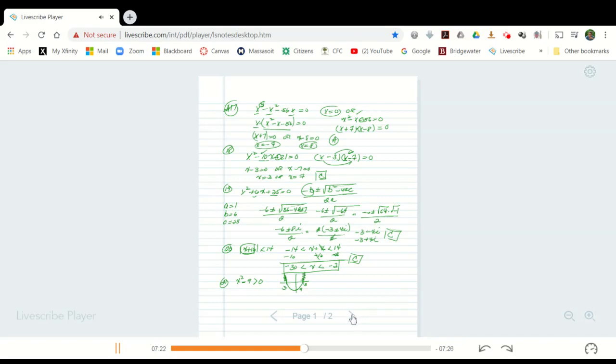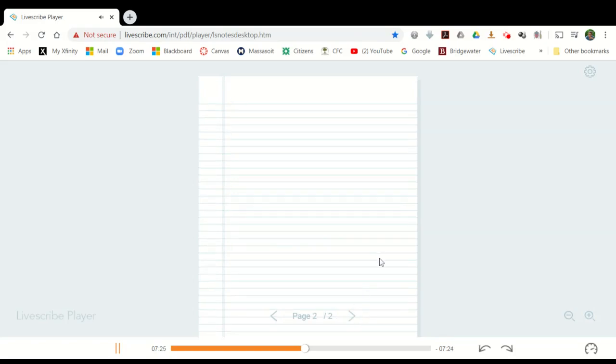Number 22. Which one of these is not an odd function? Recall that an odd function is symmetric about the origin. The only one that's not symmetric around the origin is letter C. It's symmetric about the y-axis. So letter C is the one that is not an odd function. In actuality, it's an even function.